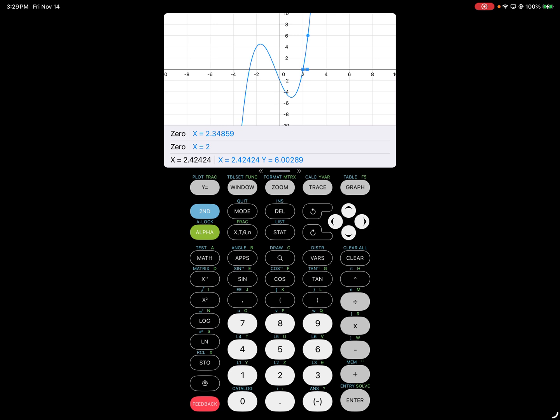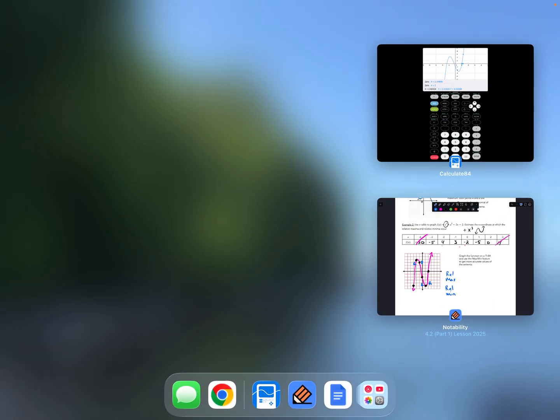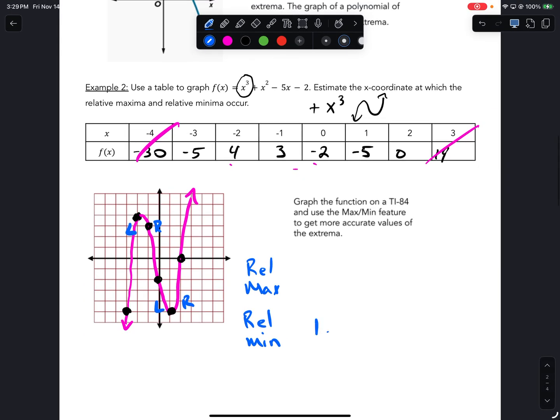Can we round to like hundreds? They like having them pretty accurate, but hundreds is fine. 0.999? Yeah, that'll go to 1 for sure. For the second one, you got 1, -5? Yeah. That's correct. So the relative min is 1, -5.